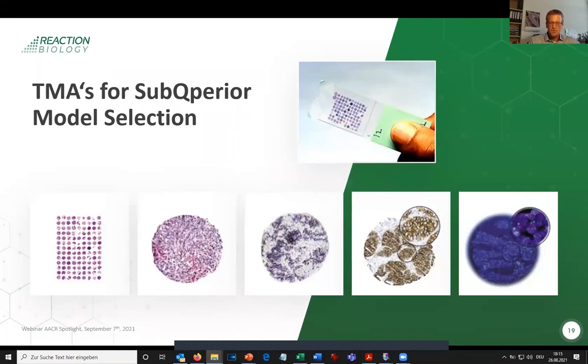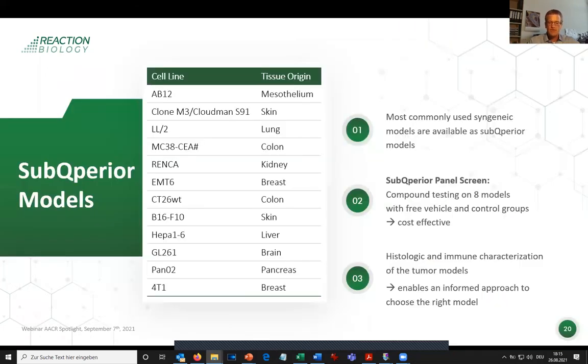For proper selection of the most suitable tumor model for your studies, we can offer a TMA including all SubQperior tumor models. TMAs are collections of tumor material on one slide for easy comparison because they are all stained at the same time. The TMAs enable testing of the expression level of target proteins, functional readouts for pharmacodynamic studies, and insight into the immune infiltrate on a single cell level. Very powerful.